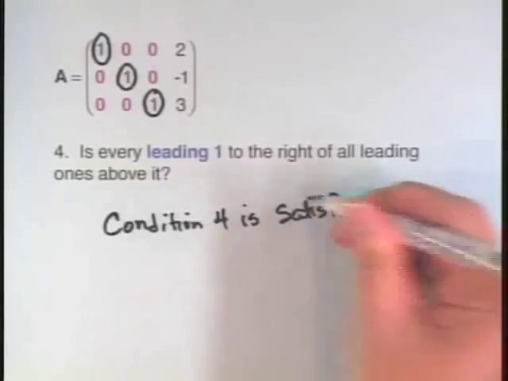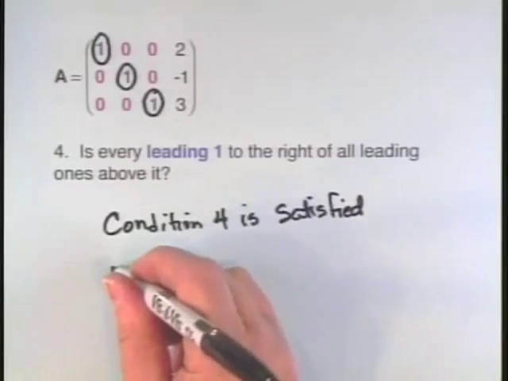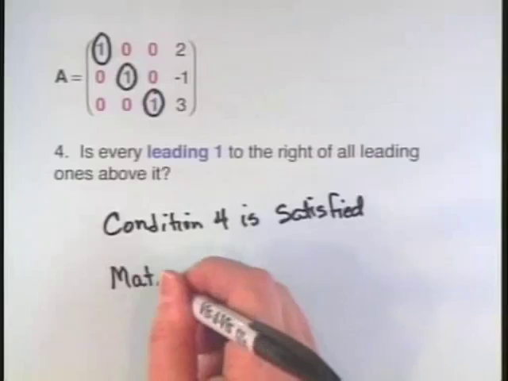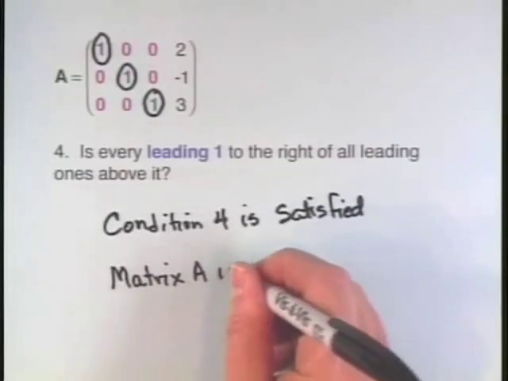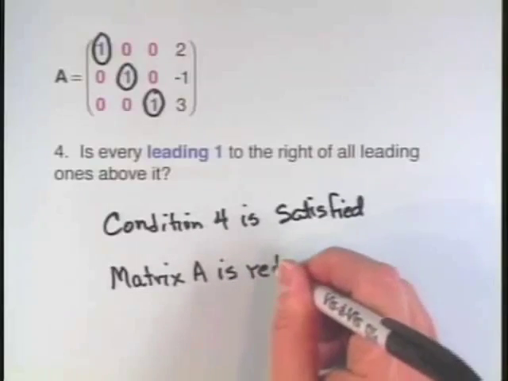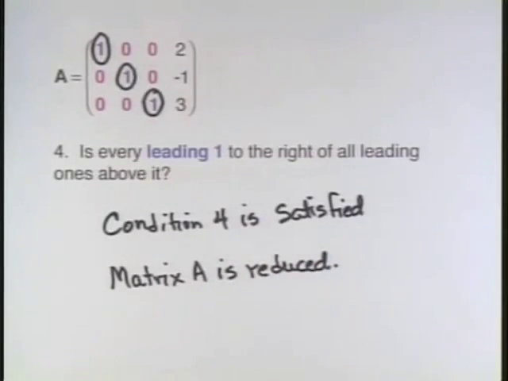Since all 4 of the conditions in the definition are satisfied, matrix A is reduced or in reduced echelon form.